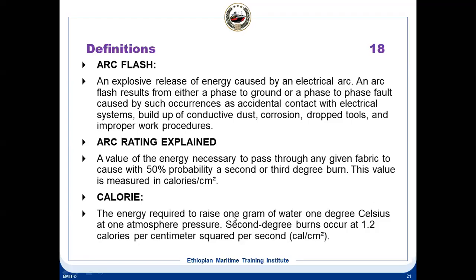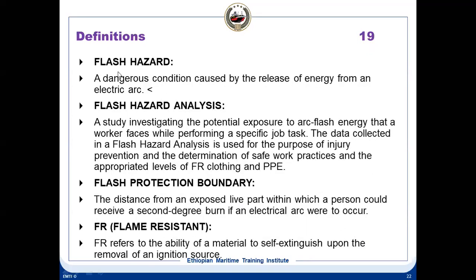Calorie means the energy required to raise 1 gram of water 1 degree Celsius at 1 atmospheric pressure. Second degree burns occur at 1.2 calories per square centimeter. Second degree burns can take place at 1.2. Flash hazard means a dangerous condition caused by release of energy from an electrical arc. Electrical energy is released because of an electrical arc, and that dangerous condition and its effect is called the flash hazard.